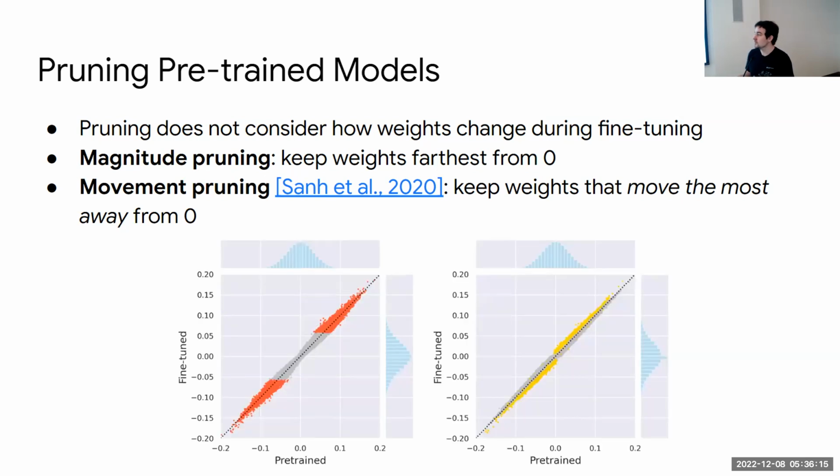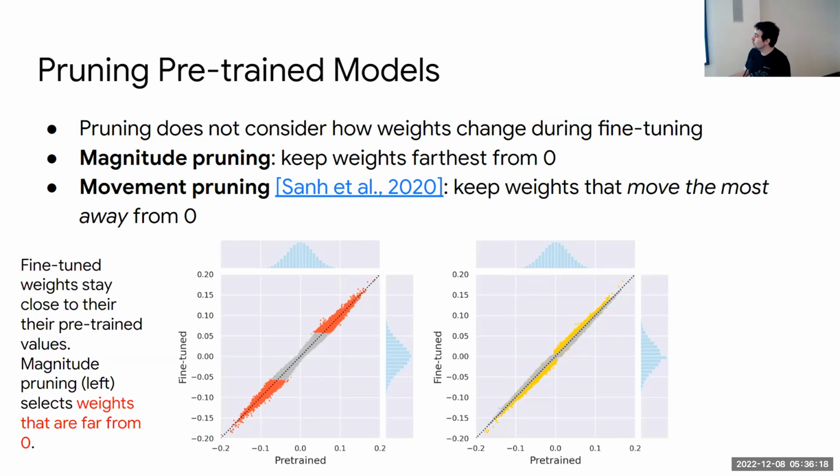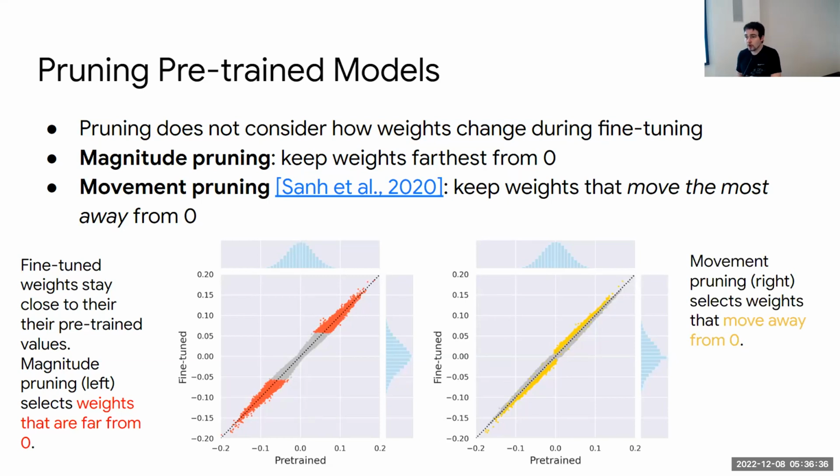In this case, we can look at this figure, where we have a plot showing which parameters were kept using regular magnitude pruning, and here we see the same plot for movement pruning. The gray values in both cases are the pruned parameters, and the orange and yellow parts respectively are the parameters that we keep. We have on the axes the values at the pre-trained initialization and where they end up after fine-tuning.